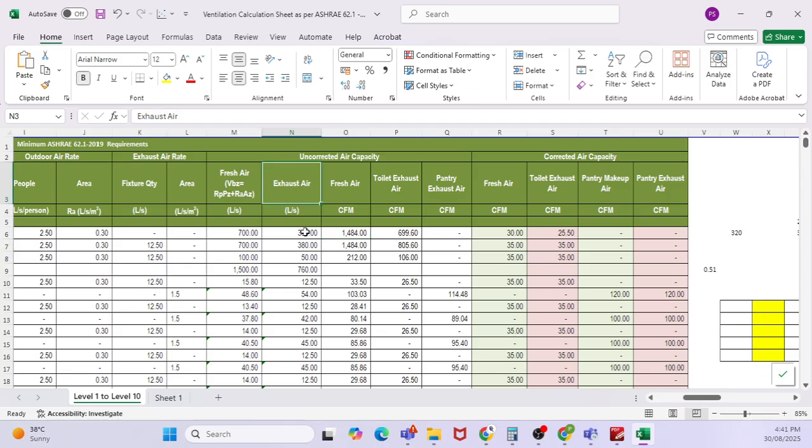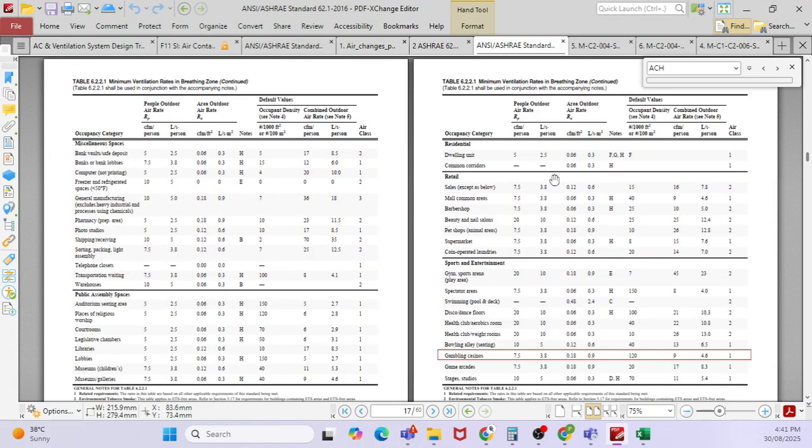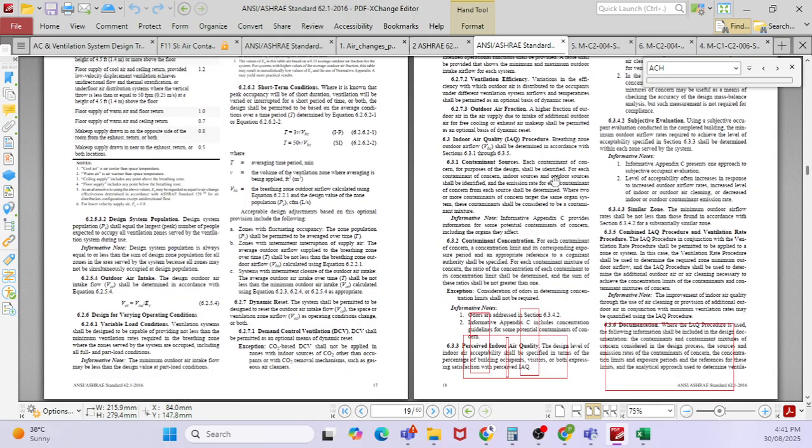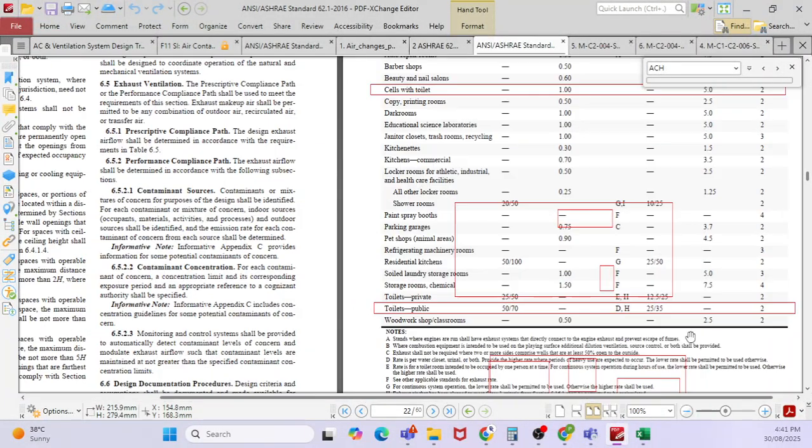Say for example, you have a general exhaust, then you have toilet exhaust, then you have a pantry exhaust. So all these exhausts you have to calculate. Say for example, if you talk about toilet exhaust, when you go to ASHRAE 62.1 again, you have the minimum exhaust rates for the toilet. Can you see this particular table?